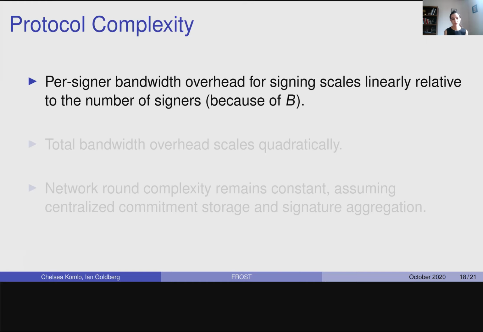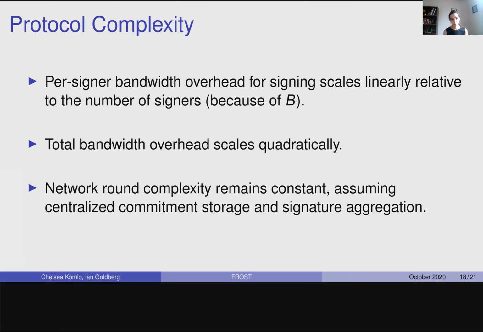One thing that's nice about Frost is that the per signer bandwidth overhead scales linearly relative to the number of signers. This is different than some other protocols that require many rounds among participants. Essentially, just because of this B term, we send one additional commitment tuple for every signer. So that value will scale linearly, but that's about it. However, the total bandwidth overhead scales quadratically. But this would be similar to any protocol where you have multi-party signers.